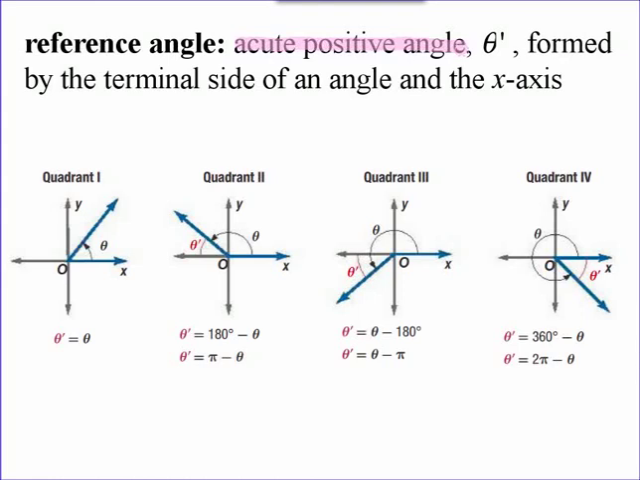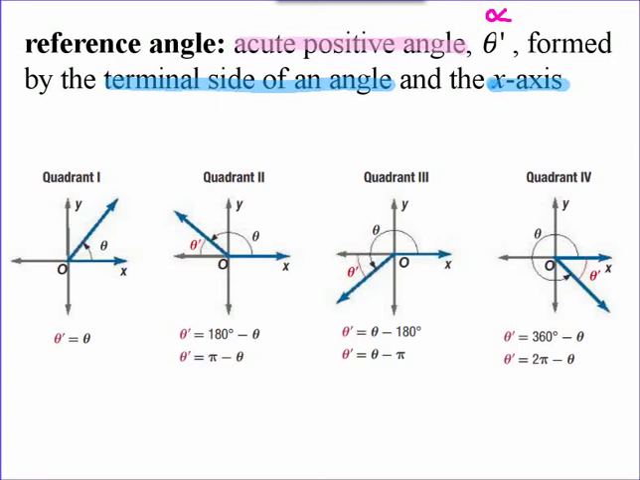Your book calls this theta prime. Some other books call it alpha. So if you would look in another book, it might be called alpha. It's formed by the terminal side of an angle and the x-axis. Pretty important. The terminal side of an angle and the x-axis. And down here, they give you diagrams. I don't know if you necessarily need to write these diagrams down, but they talk about the different quadrants, how you would draw the reference angle in.